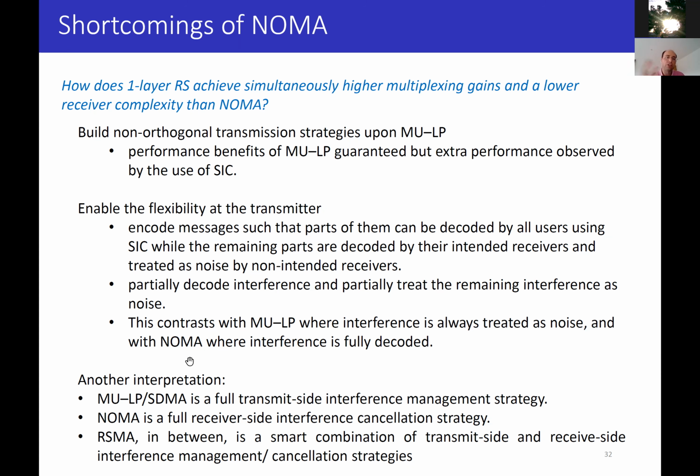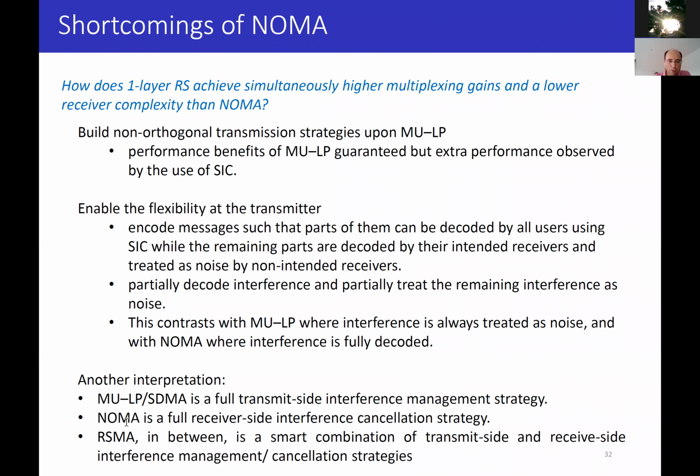Right, so another interpretation of this is the following. When you do multi-user linear precoding or SDMA, actually you can view this as a full transmit side interference management strategy. You put all the emphasis on the transmitter to manage the interference. The receiver is relatively dumb. It just treats interference as noise.